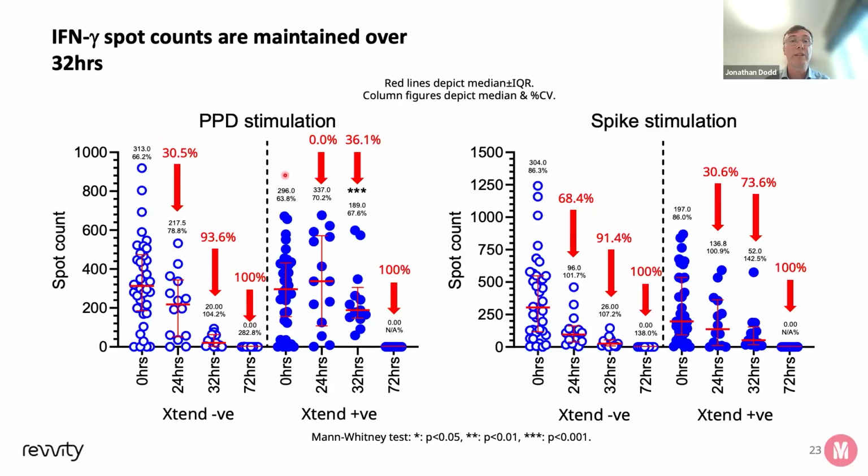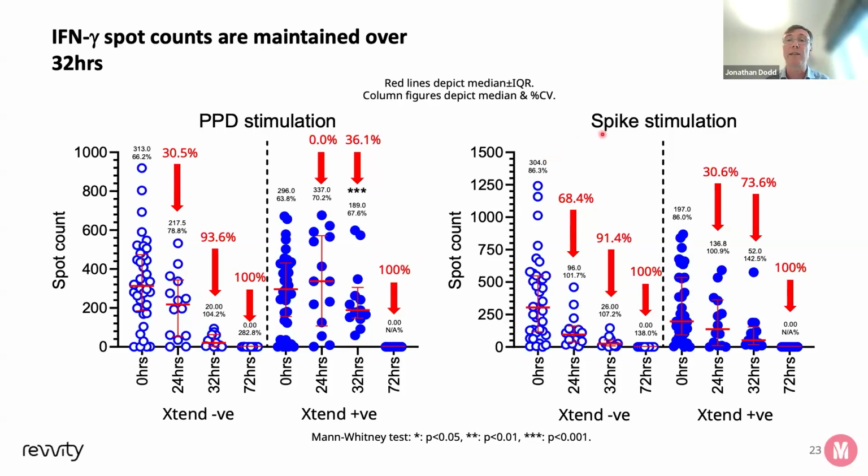When we looked at the protection offered by T-cell extend, we found that there was complete protection in the 24-hour samples, and there was partial protection of approximately 60% in the 32-hour time point samples. However, there was no protection offered by 72 hours where we saw an ablation in the interferon gamma spot count.